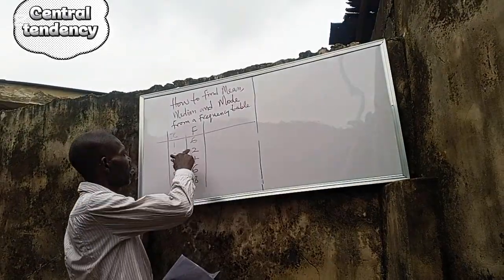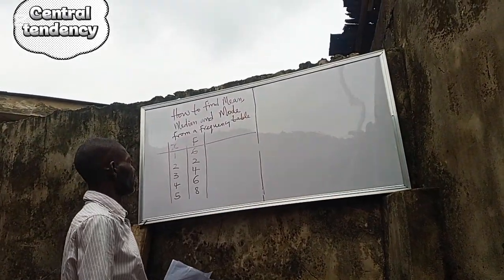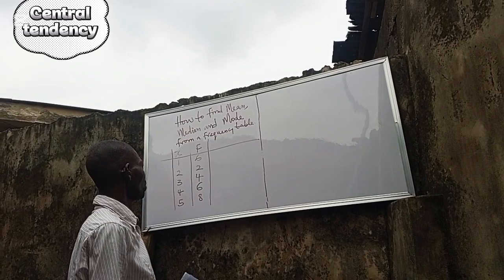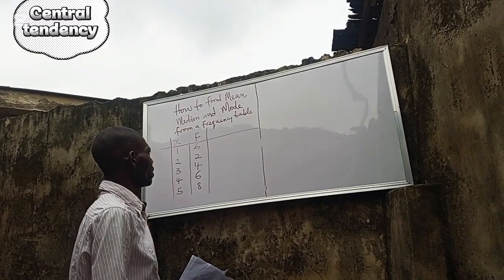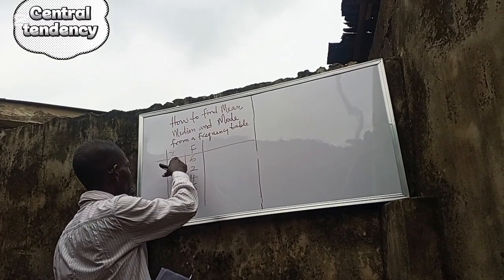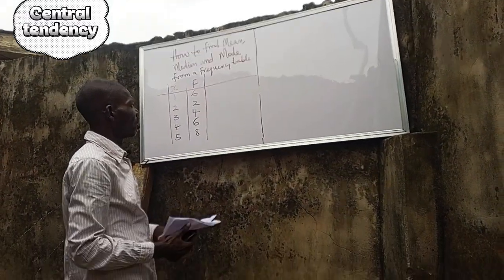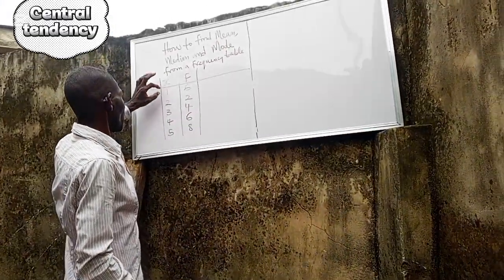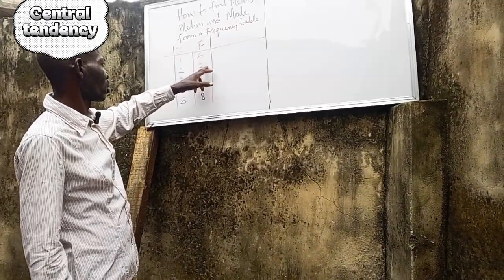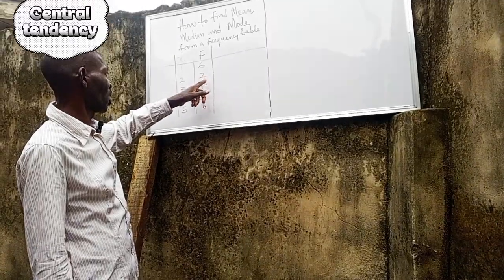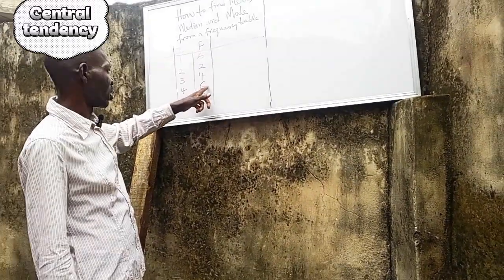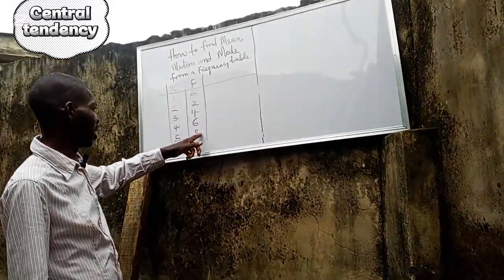So if you are given a frequency table like this to calculate the mean, median, and mode, what you need to do is, now you have x, you have frequency. What this implies is that 1 occurs 6 times, 2 occurs 2 times, 3 occurs 4 times, 4 occurs 6 times, and 5 occurs 8 times.